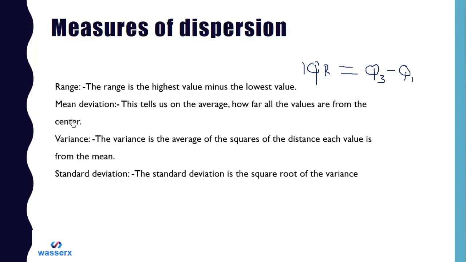Then the mean deviation tells us on average how far all the values are from the center. We'll take examples and see how we can calculate the mean deviation. And the variance is the average of the square of the distance each value is from the mean. Then the standard deviation is the square root of the variance. If you know the standard deviation, then you can find the variance, because one is the square root of the other. The square root of the variance is the standard deviation.